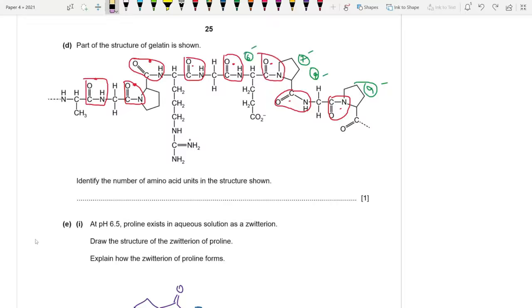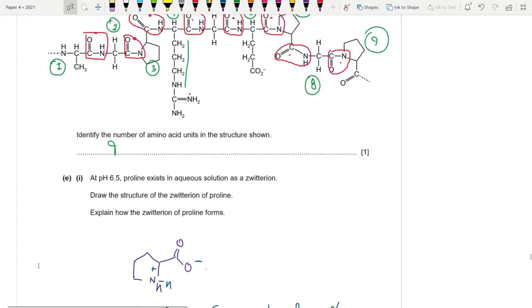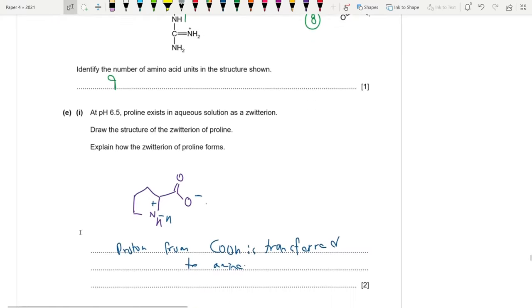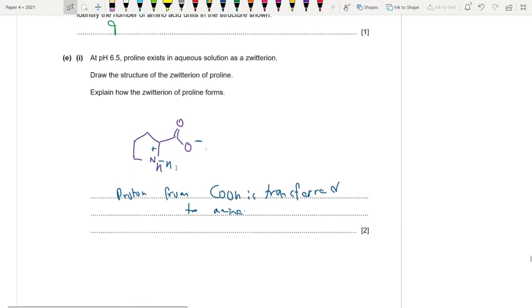Clearly one of the hardest papers, the SmartShep 2021. So this is amino acid 1, right? In between amino acid 2, this ring 3, this long compound, right? 4, then this is 5 in between, this is 6, this ring 7, this one in the middle 8 glycine, this is 9, okay? So there are 9 amino acids in total. At pH 6.5, proline exists in aqueous solution as a zwitterion. A zwitterion is basically a compound which has both a positive and negative charge simultaneously.